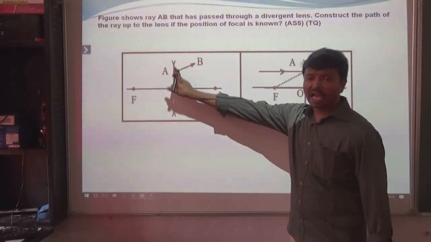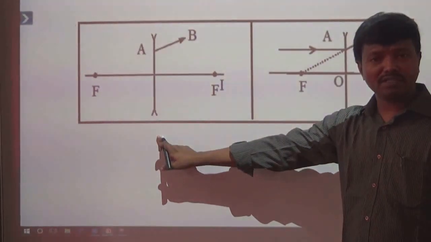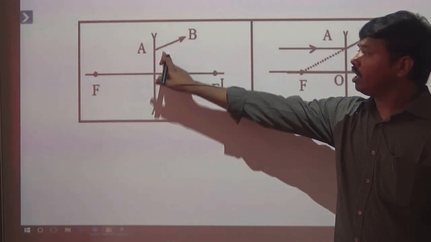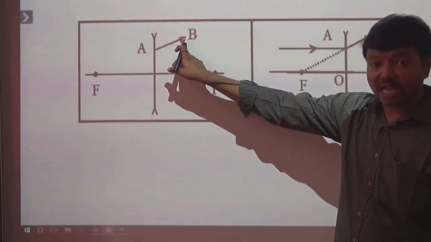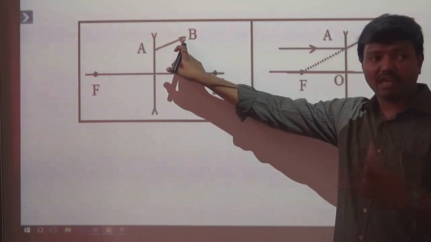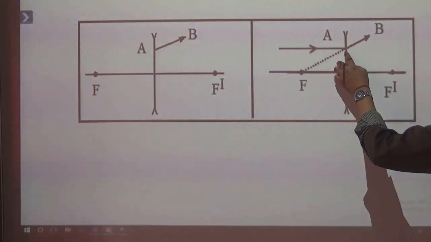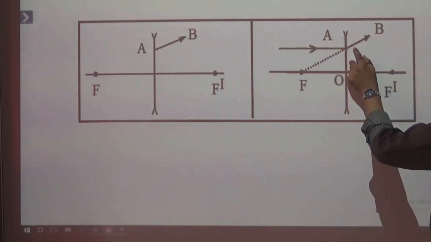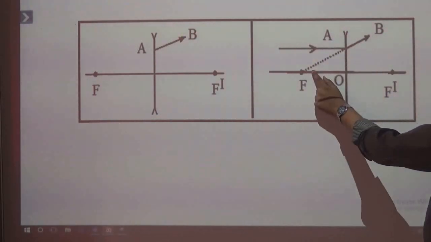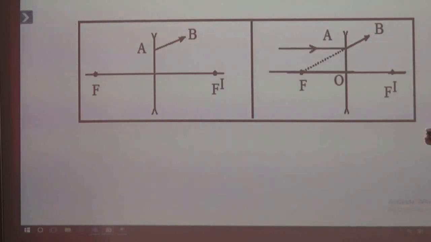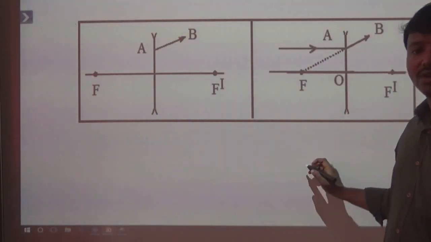This is the ray diagram of the concave lens, the symbol for a concave lens. While this AB is the light ray, a divergent ray. The divergent ray can be there. It is parallel to that, can be divergent. The divergent light ray must and should pass from the focus. This is for 1 mark or 2 mark questions.